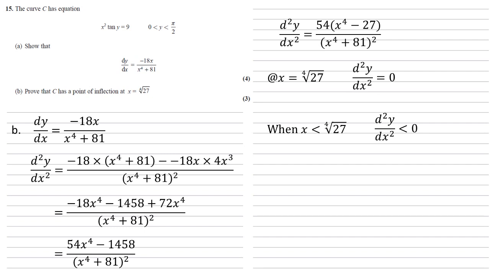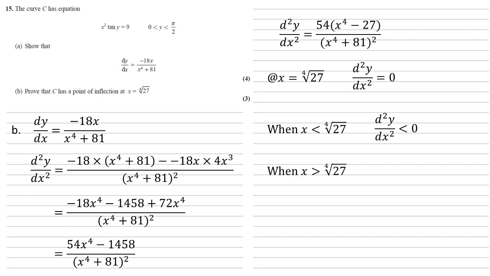We can see this because inside our formula for d2y by dx squared, we've got that x to the power of 4. So that would become 27 when x is the fourth root of 27. So if it's smaller than that, x to the 4 will be smaller than 27, hence the whole thing will be less than 0.